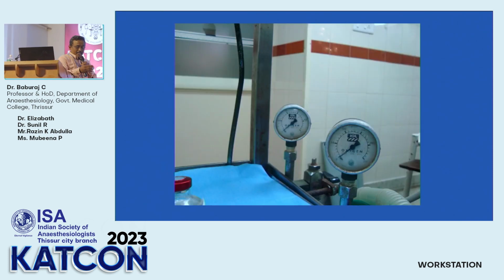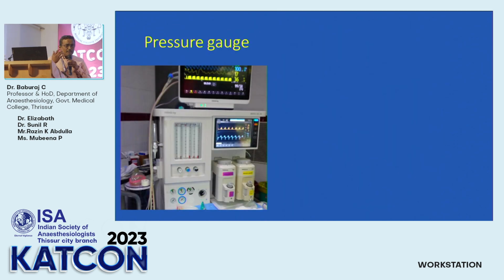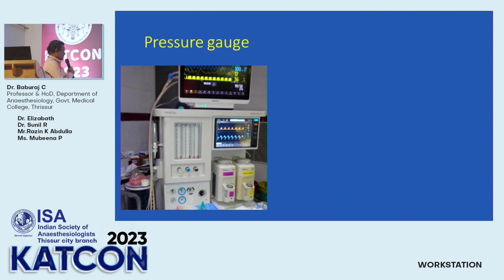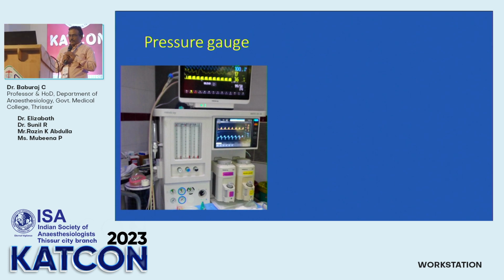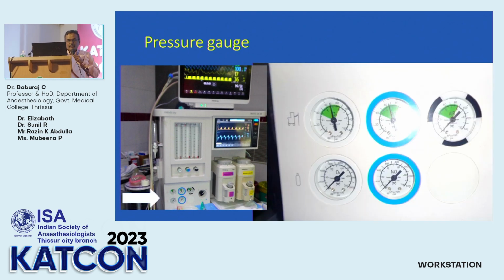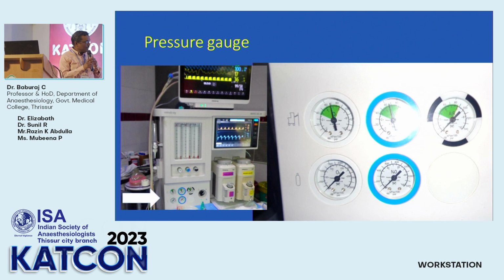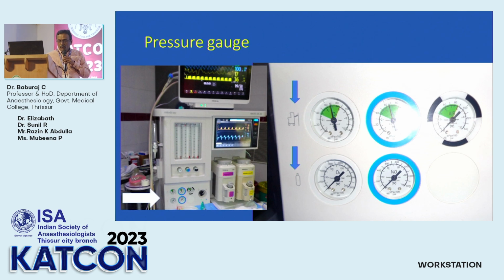Now, Sunil has already told you about the pressure gauges. Now, what about pressure gauges in a modern machine? In the modern machine, usually pressure gauges are not on this side. It is in the front panel itself. You can see 2 rows of pressure gauges. The upper one is the pressure from the line, pipeline supply, and the lower one is from the cylinder.